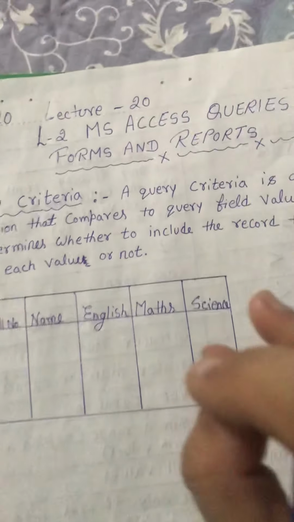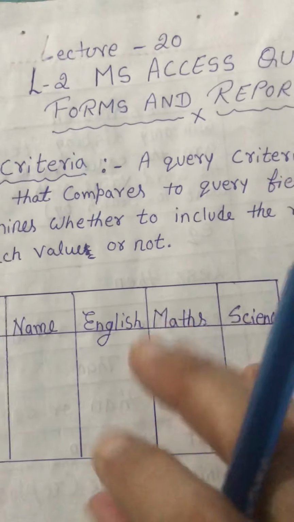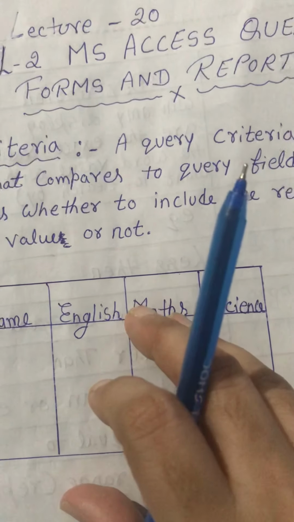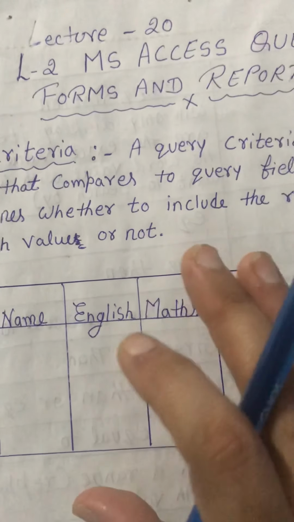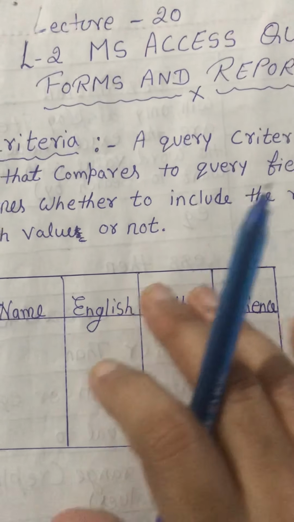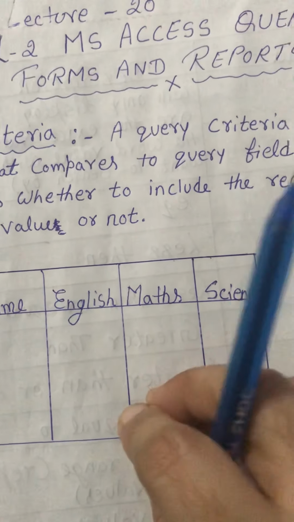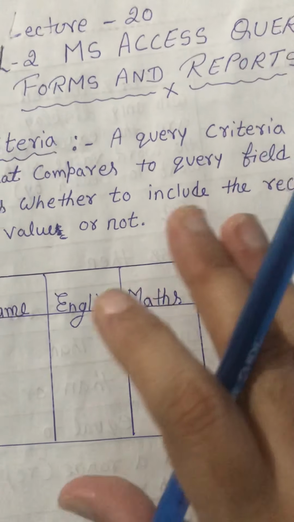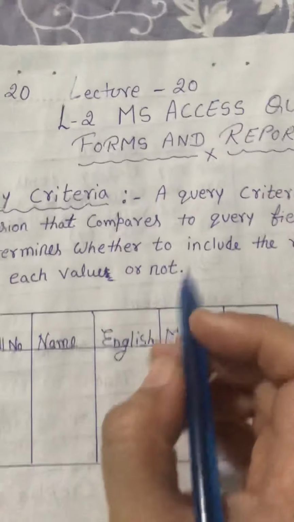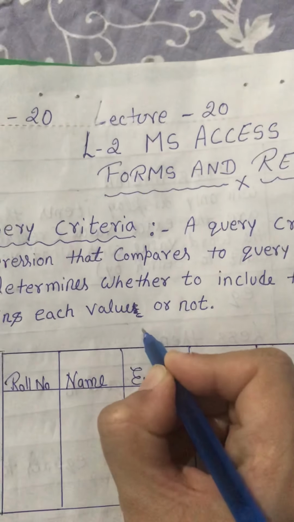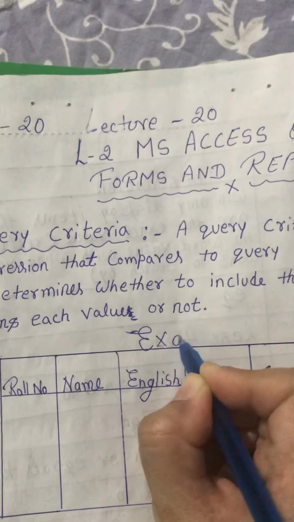Query criteria helps you to retrieve a specific item from the Access database. If an item matches all the criteria you enter, it appears in the query result. I'm giving you a very small example with the help of this table. Suppose that this is a table named exam.